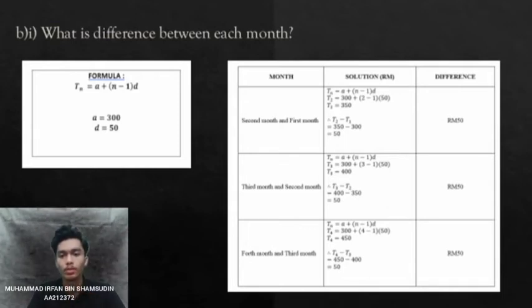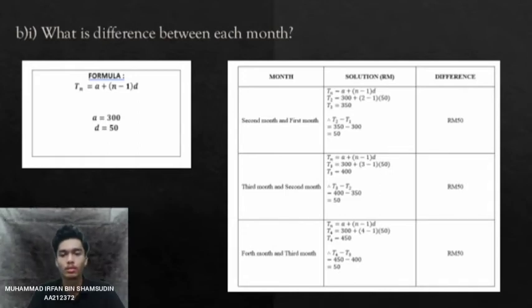So T2 equals 300 plus bracket 2 minus 1 multiplied by 50. So the value of the second month is 350. The difference between the second month and the first month is 350 minus 300. So the difference between those 2 months is RM50.